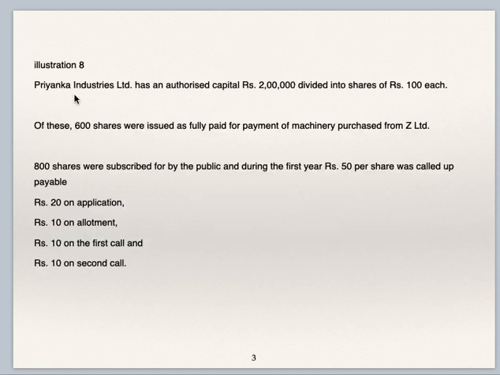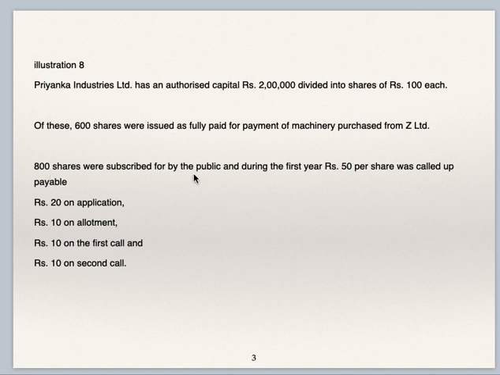Illustration 8. Priyanka Industries Limited has an authorized capital of Rs. 2 lakhs divided into shares of Rs. 100 each. So authorized capital is 2000 shares of Rs. 100, which makes Rs. 2 lakhs. Of this, 600 shares were issued as fully paid for payment of machinery purchased from Z Limited. They have purchased machinery from Z Limited, and instead of paying cash, they have issued 600 fully paid shares.